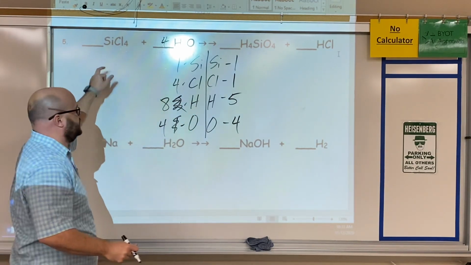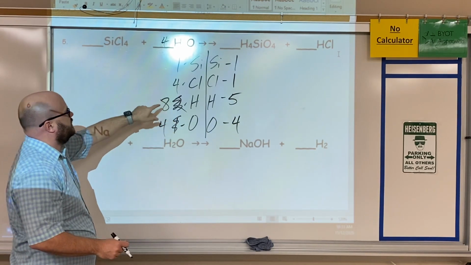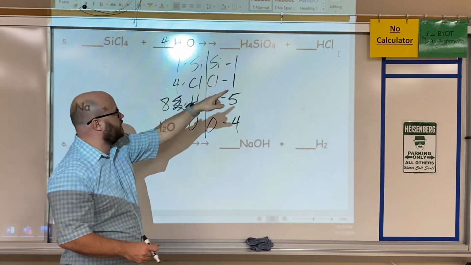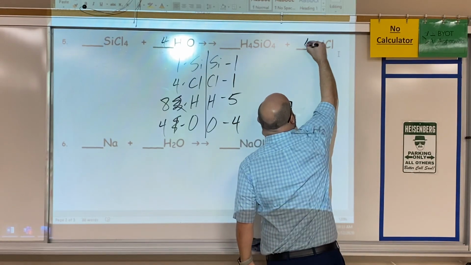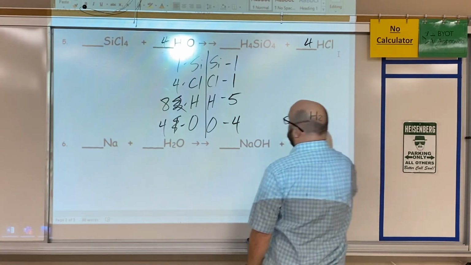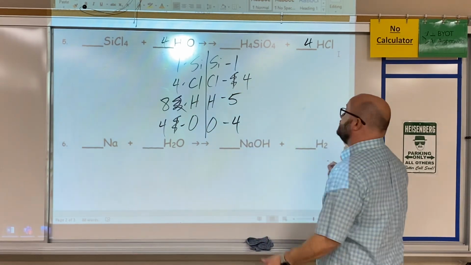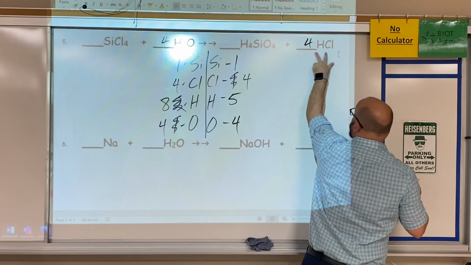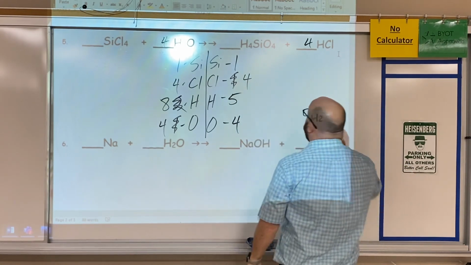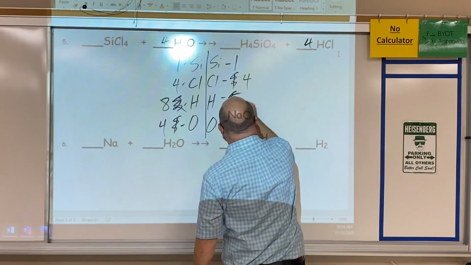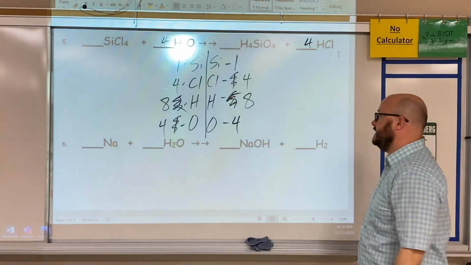Okay, so silicon's good, oxygen's good, but now chlorine and hydrogen are off. How to make chlorine 4 on this side? We just simply put a 4 right there. Chlorine's good. Now we got to recalculate our hydrogen. 4 times 1 is 4. And then don't forget we have 4 in the first compound. 4 plus 4 is 8, and looky there. Got lucky again.